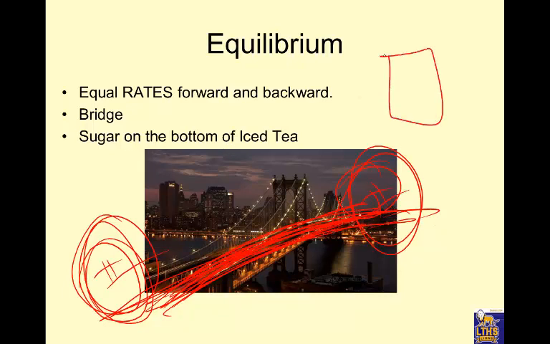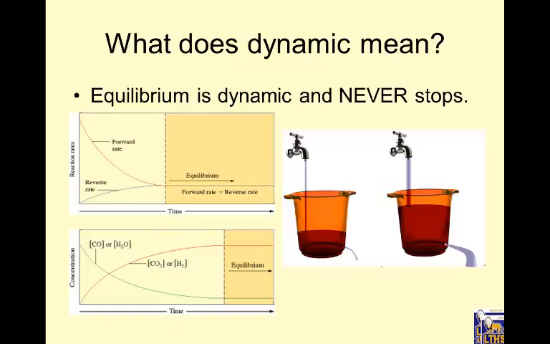If you have sugar on the bottom of your iced tea because you put too much in, actually some's dissolving, but every time a little bit dissolves, some more precipitates, and so the amount that's dissolved stays constant, because there's an equilibrium of dissolving, precipitating, dissolving, precipitating. So equilibrium, dynamic equilibrium. Dynamic means change. So if I say, hey, what does dynamic mean? You'll say, it's change, Mrs. Harbin. Dynamic means change. So how can we have equilibrium but be changing?